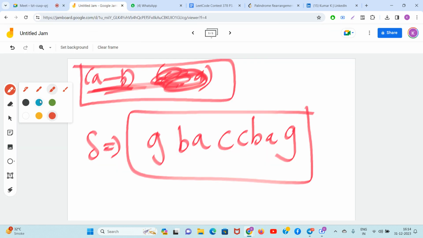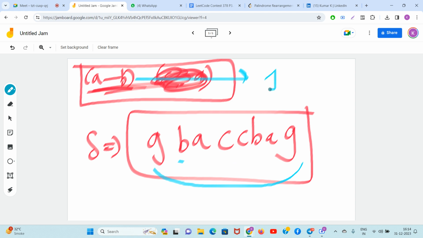This is not a palindrome. Why? This character is matching this character, but this is not matching this one, right? Let's say a query is given to you, a single range is given to you. Let's say, guys, this index is 0, index is 1, index 2, index 3, index 4, 5, 6, 7.